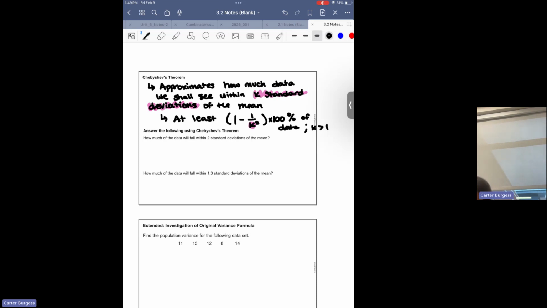Chebyshev's is universal. It works for normal distributions. It works for skewed distributions. It works for uniform distributions. It is really versatile, but also the result that it gives is just a minimum value, right? So we could get a result that is different from what we see from Chebyshev's, but it won't actually be disagreeing. Chebyshev's is just giving us the minimum possible amount of data that we would expect to see.